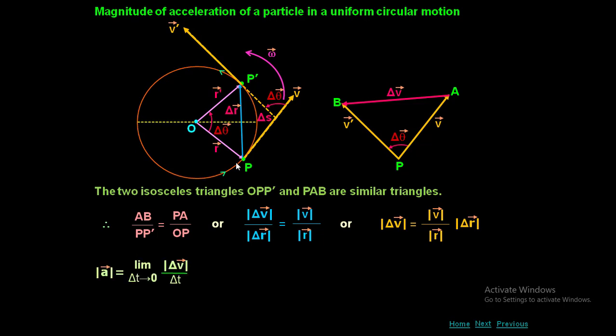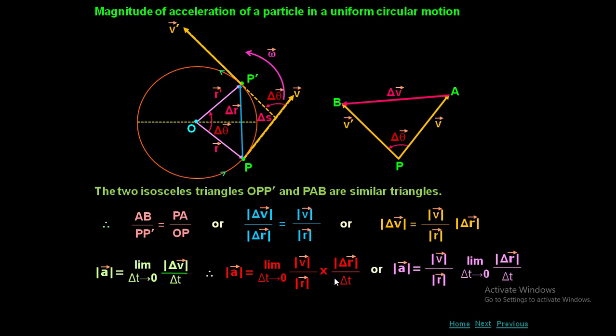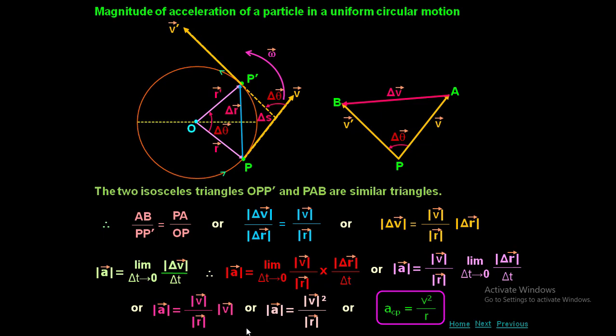So what is the definition of acceleration? Acceleration is nothing but limit delta t tends to 0, delta V bar by delta t. Substitute the value of delta V bar here. You're going to have limit delta t tends to 0, V bar by R bar into delta R bar by delta t. What is delta R bar by delta t? That is nothing but V bar. So A bar is equal to V bar by R bar into V bar, which is nothing but V square by R. This is the formula for centripetal acceleration: A is equal to V square by R.